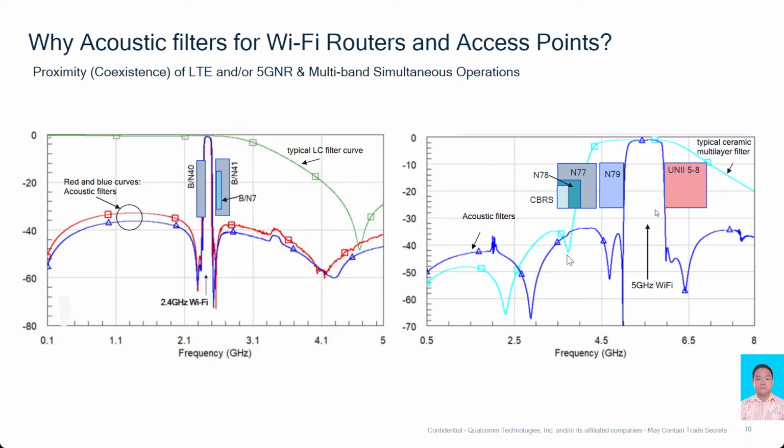So this was our focus and remains our focus. We're just showing a little bit here the differences between what a SAW and a BAW filter can do versus some typical LC type of filters or multi-layer filters, whatever you want to call them. They are certainly good filters, but when you're talking about coexistence, you need the acoustic filters.